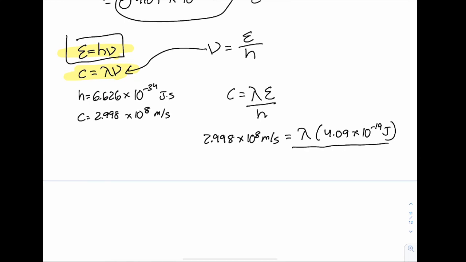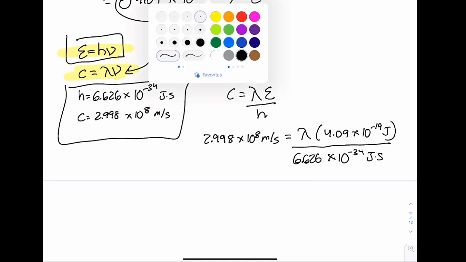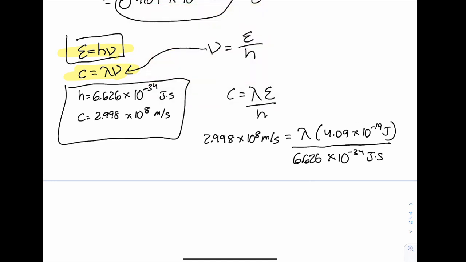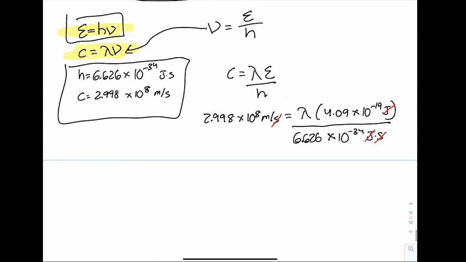And then that's divided by 6.626 times 10 to the negative 34th joules times seconds. And again, those two constants are also on your periodic table, so you do not need to memorize those. Those are allowed for you to have. Units, my joules are canceling. These seconds are going to end up canceling, so I'm going to be left with meters as my units. So plugging stuff into my calculator.